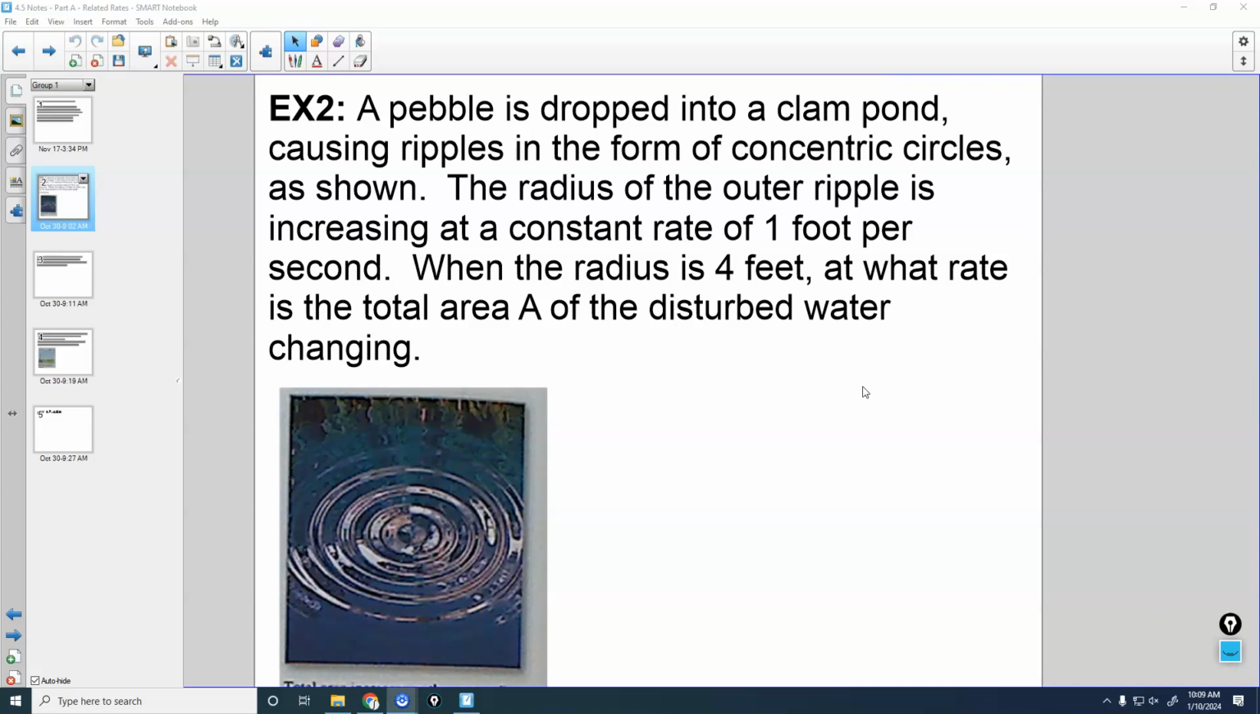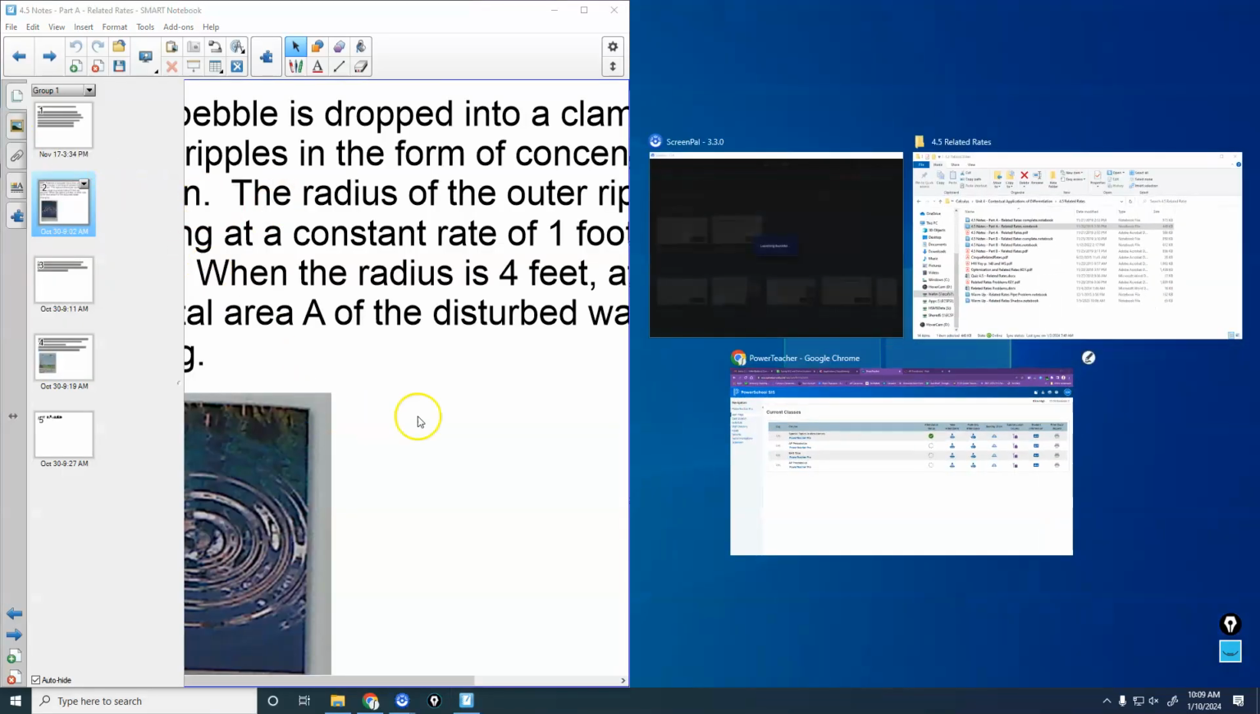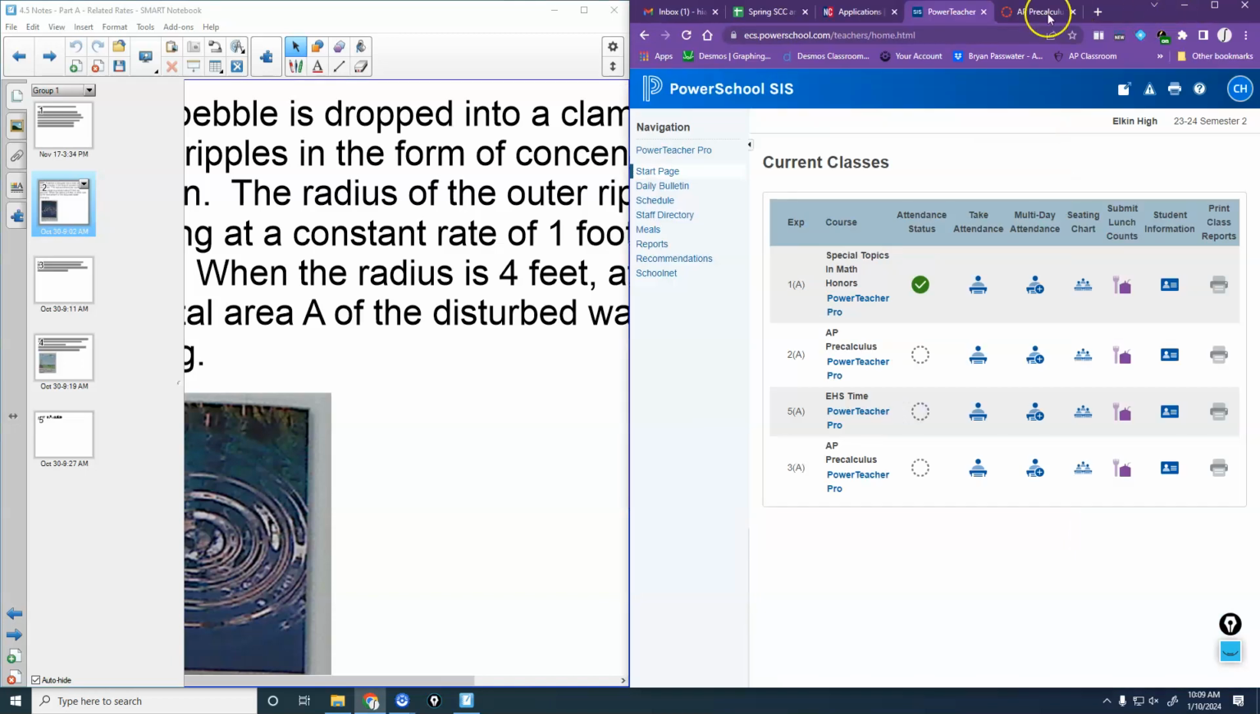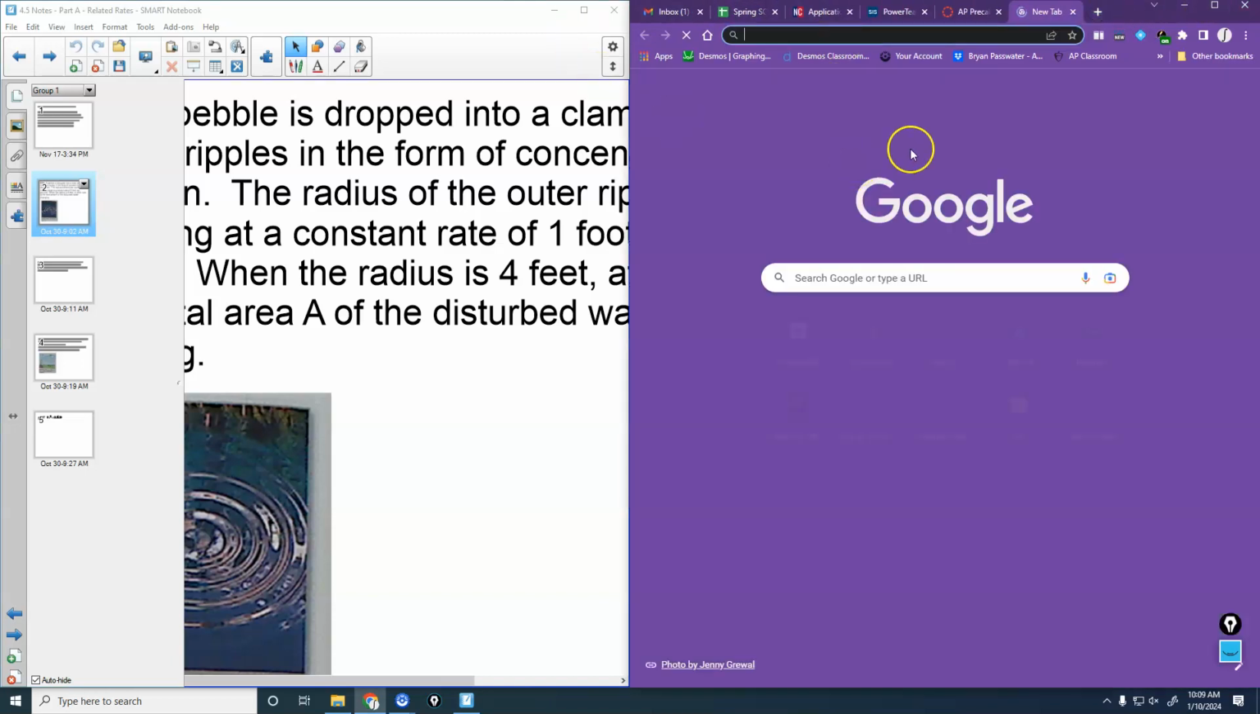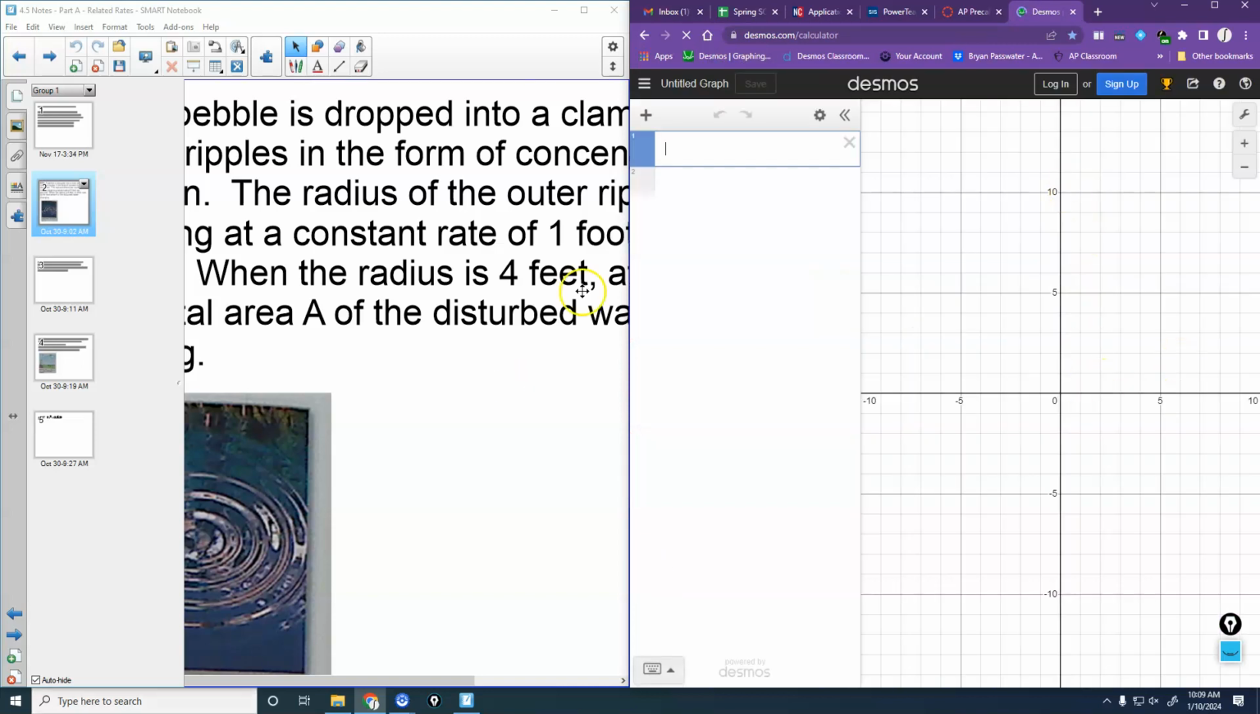Okay, so I want to look at something real quick on Desmos to think about what's happening here before we do this problem. If I go to Desmos here and put in a table, just like 0, 1, 2, 3, 4, 5, 6, 7, the radius is changing at a constant rate, right?